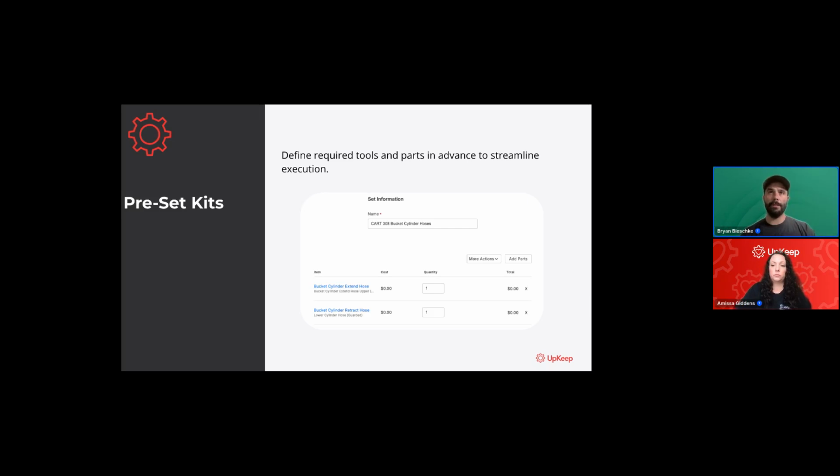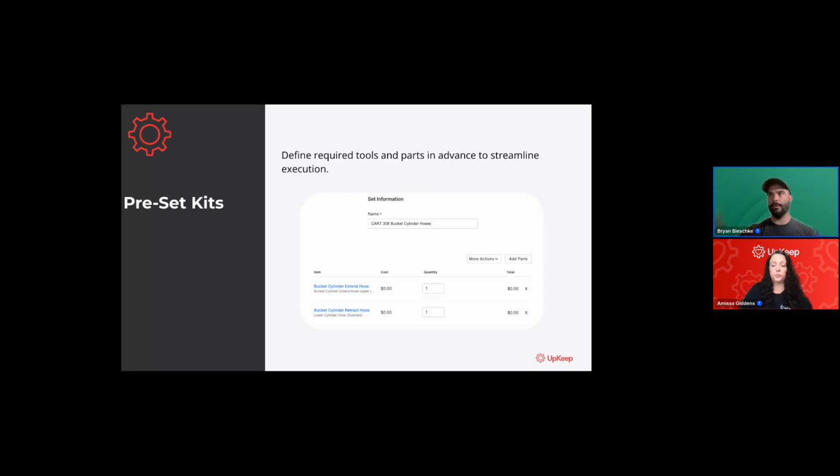This is an example in UpKeep of a parts kit. I don't know why I put cart there. It should have said CAT 308 bucket cylinder hoses. But this is an example of the hoses that would be associated with that task. So he knows, okay, we're changing these hoses. I know exactly which ones I have. They're already assigned to my work order. Bang, moving on. I don't have to run back and forth.